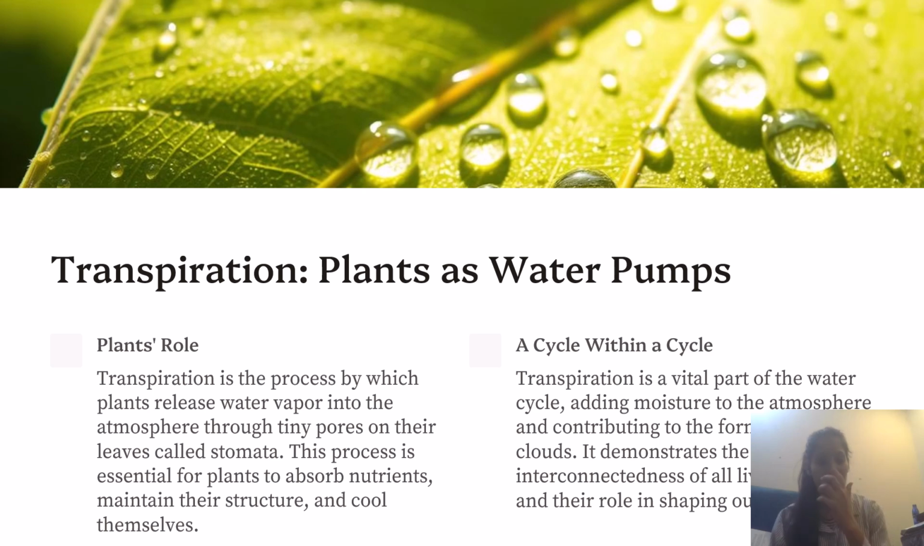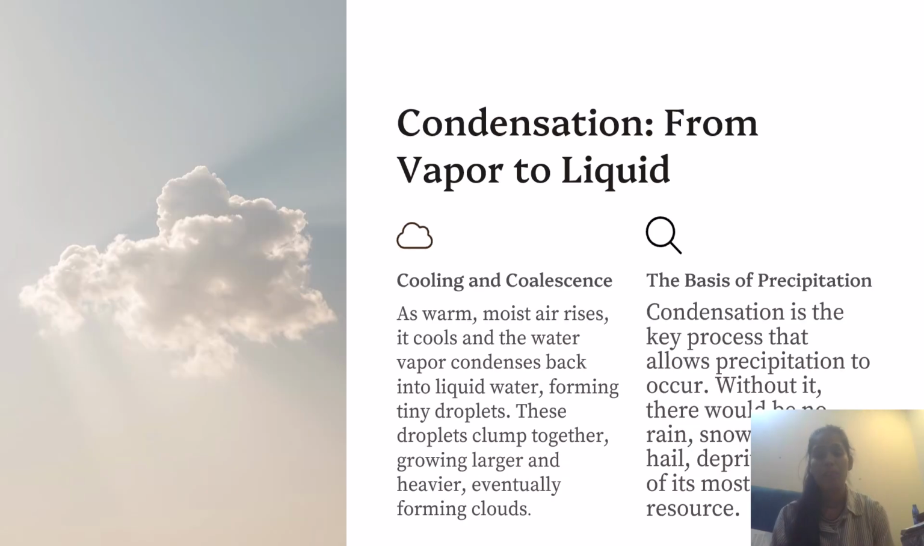So now let's have a look at another slide. We have condensation, from vapor to liquid. As the moist air rises higher, it cools down. The water vapor condenses into tiny water droplets, forming a cloud. This cooling and clumping together of droplets is crucial because it eventually leads to rain and other forms of precipitation.